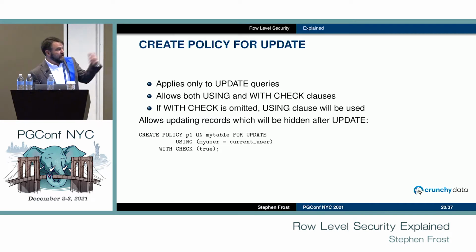So here you can actually even create a policy that allows you to create rows that get hidden from you, because you can say using my user equals current user, but with check true. And this will say, okay, if I find a row where my user equals current user, and then I make a change to that column to set it to somebody else, and then I run the with check clause on it, well, that's fine. Then it'll actually change it to be hidden for subsequent update commands at least.